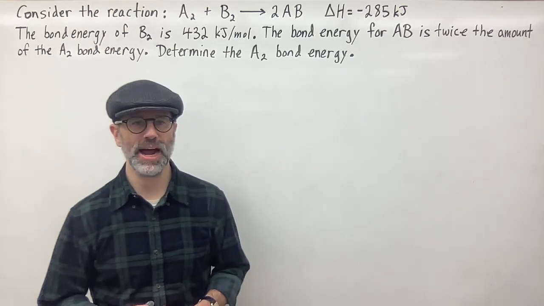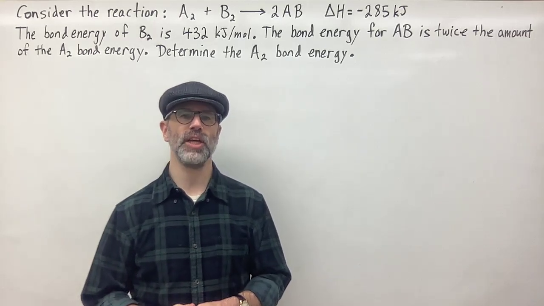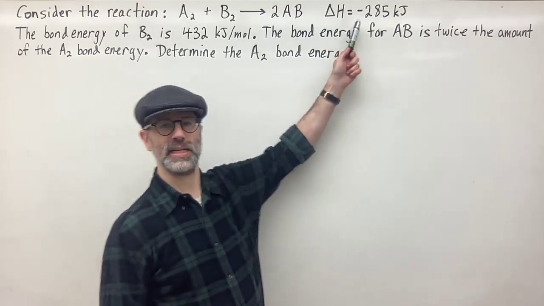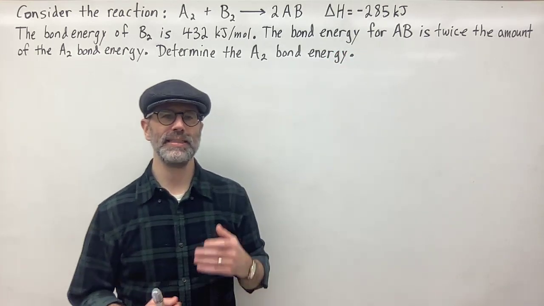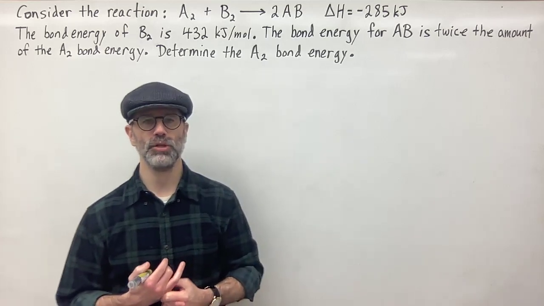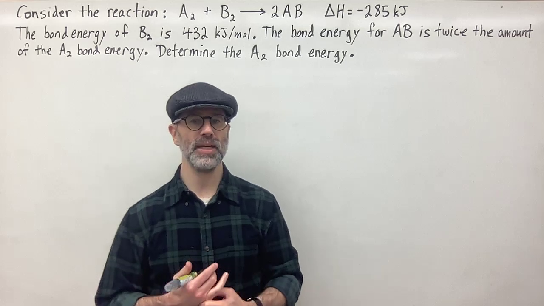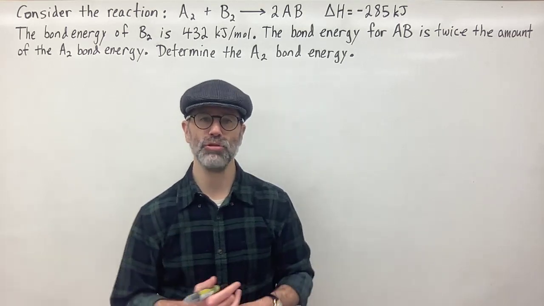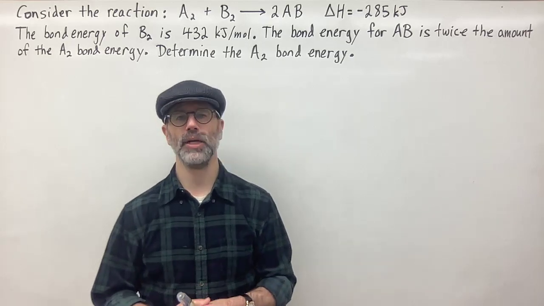So in this problem we're asked to consider the reaction A2 plus B2 gives us 2AB, and the heat of the reaction is negative 285 kilojoules. And they tell us that the bond energy of B2 is 432 kilojoules per mole. They also tell us that the bond energy for AB is twice the amount of the bond energy of A2. And then they're asking us to determine the A2 bond energy.